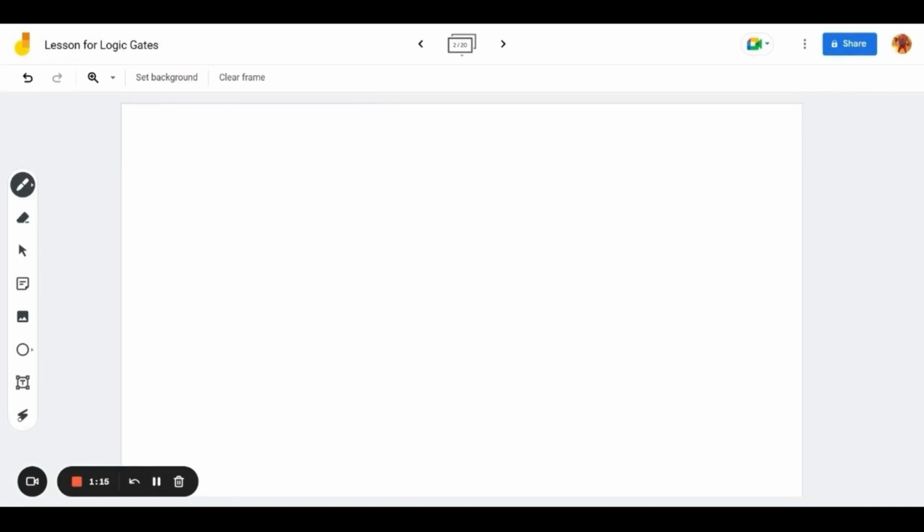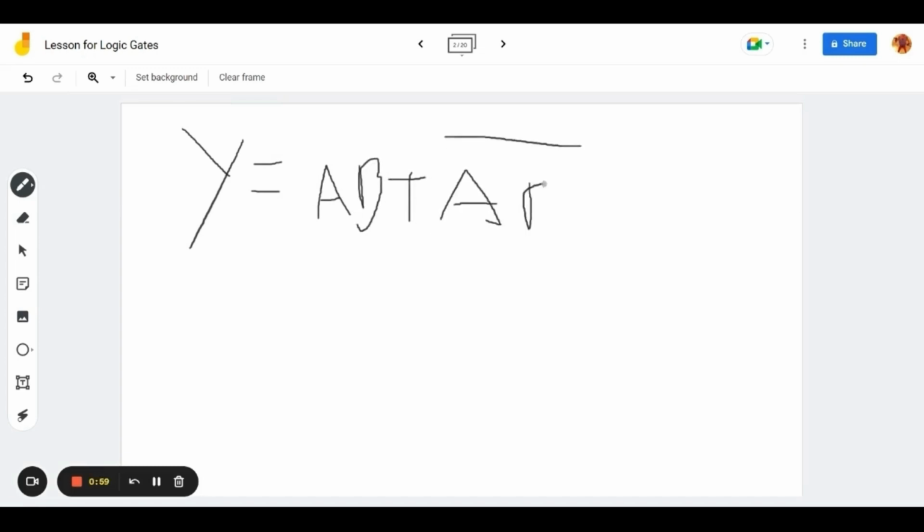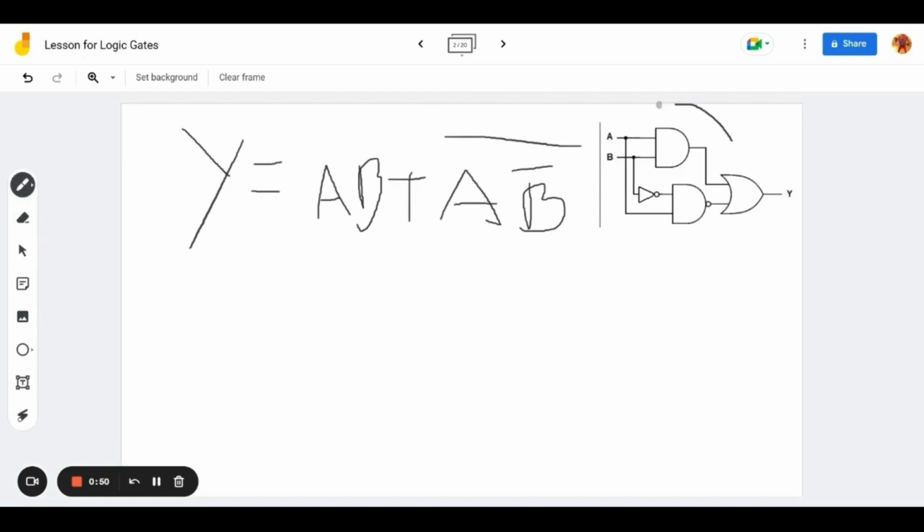So the random Boolean expression that I want to use here is Y equals (ab plus a)' times b'. Let me show it to you. Here's the schematic for this equation. Basically, we use the laws that we have learned, including De Morgan's law, absorption law, every single law that we have learned, and we use those laws to solve for this.